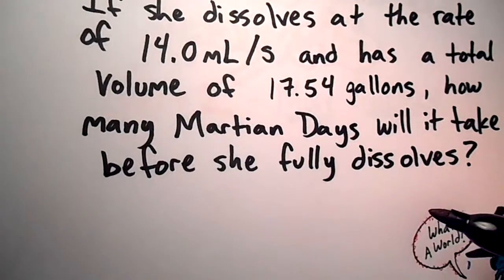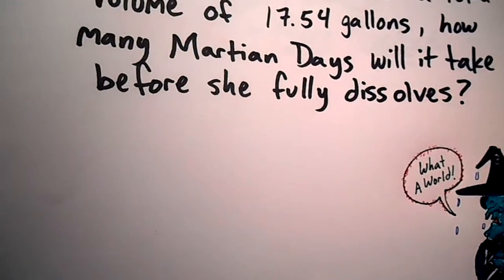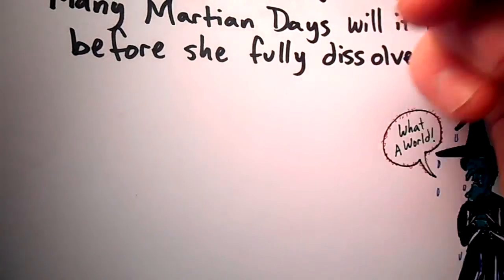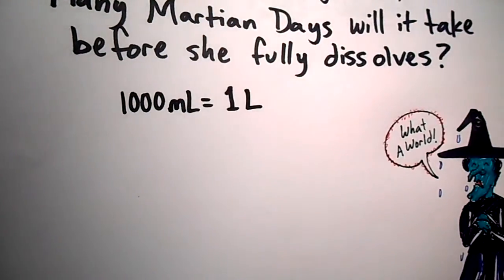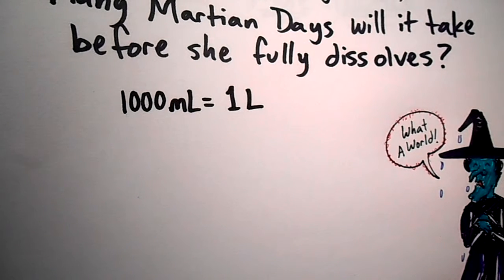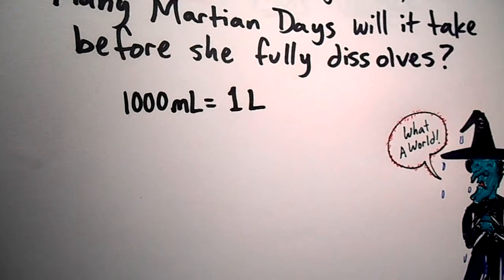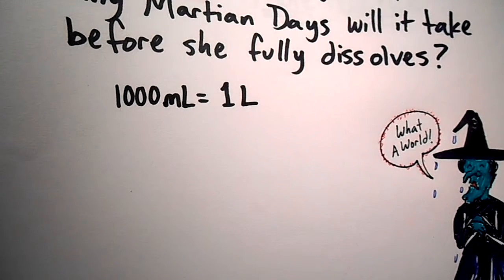So one of the first ones that pops out at me is that we do know how many milliliters are equal to 1 liter. There's 1,000 milliliters in 1 liter. Next, we need to know how many gallons are in a liter. So what's the conversion from gallons to liters? For that, you would have to be given it in the problem.